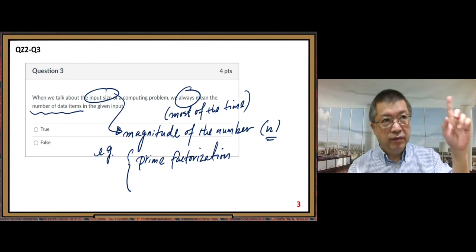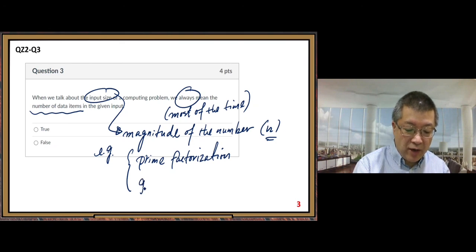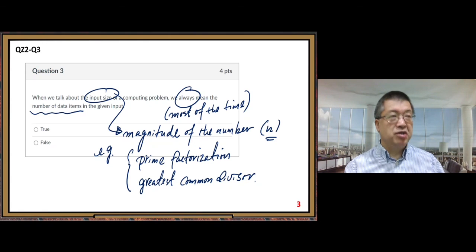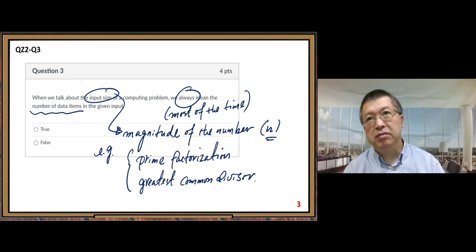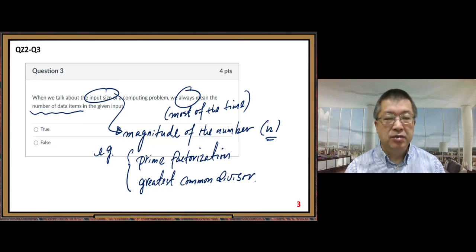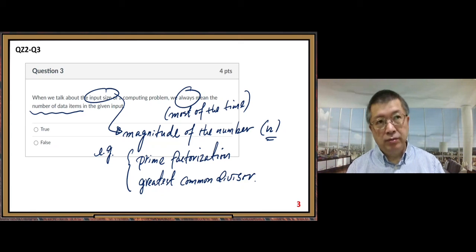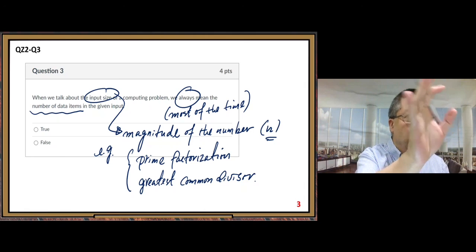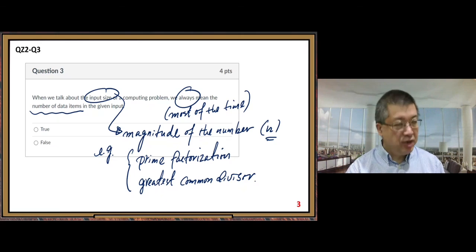The second one, greatest common divisor. In these two cases, we use the magnitude meaning, not the number of items in the input. All right, so that is our part 1 of quiz 2. Let me stop here.